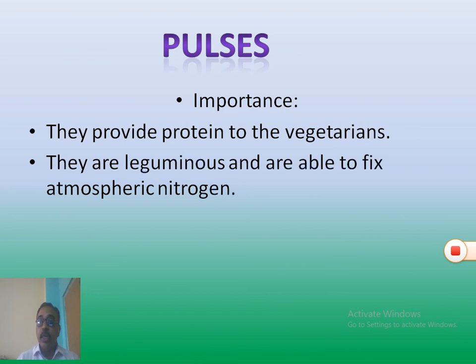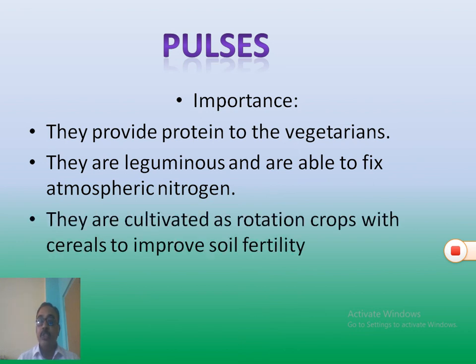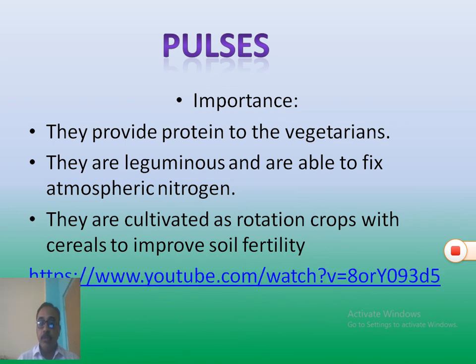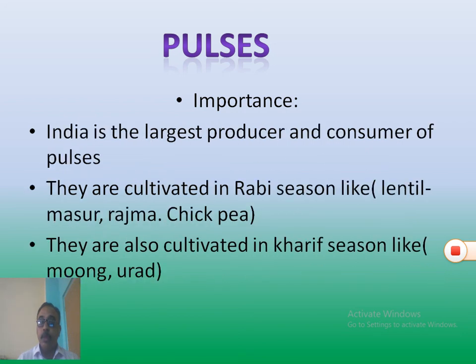Another importance: these pulses are leguminous plants and are able to fix atmospheric nitrogen. Very, very important, and that is the reason they are cultivated as rotation crops with cereals to improve the soil fertility. If you remember in the last chapter, I told you how the rotation crops are used and how it enhances the soil fertility. For further information regarding how these crops fix the nitrogen, you can go through the YouTube link that is provided. India is the largest producer and consumer of pulses.